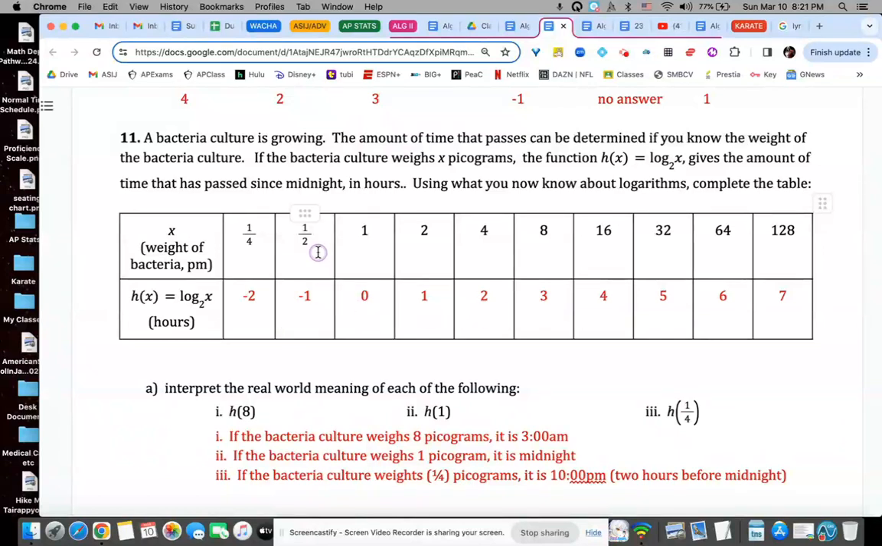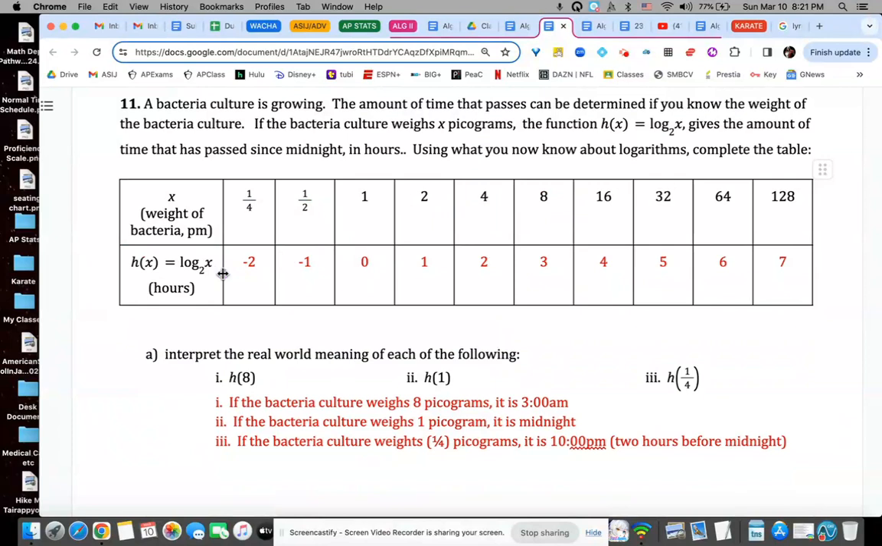2 to the -1 is 1/2. 2 to the 0 is 1. 2 to the first is 2. 2 squared is 4. 2 to the fifth power is 32. So you're just filling it in. Notice that the logarithm equals the exponent. The logarithm equals the exponent.